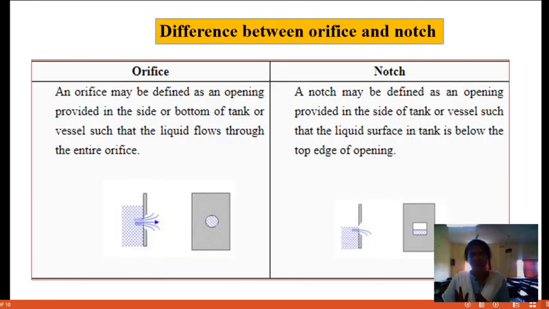We already discussed orifices and their classifications, and the difference between orifices and notches. An orifice may be defined as an opening provided in the side or bottom of a tank or vessel such that the liquid flows through the entire orifice. A notch may be defined as an opening provided in the side of a tank or vessel such that the liquid surface in the tank is below the top edge of the opening.